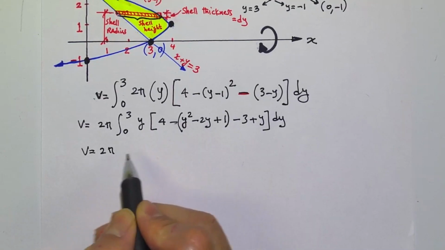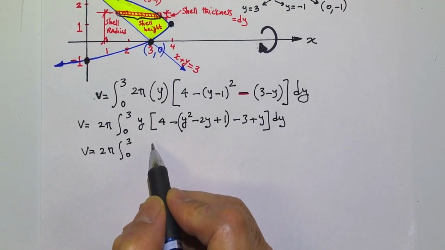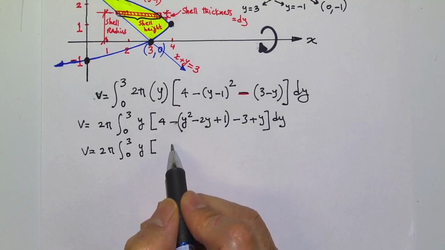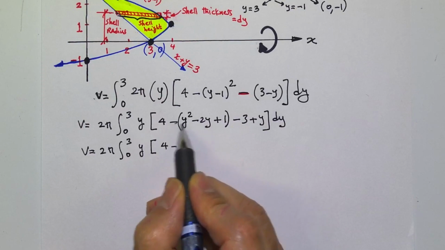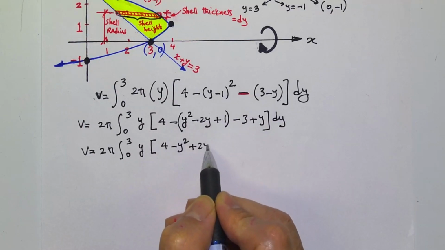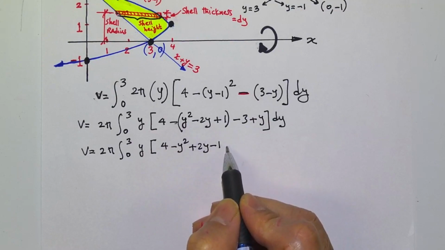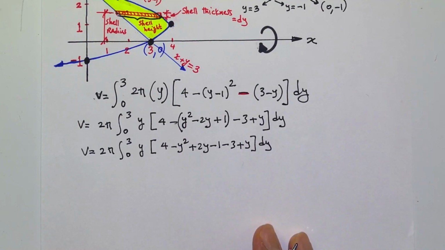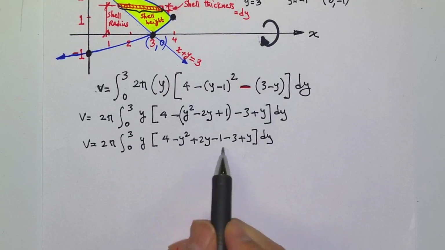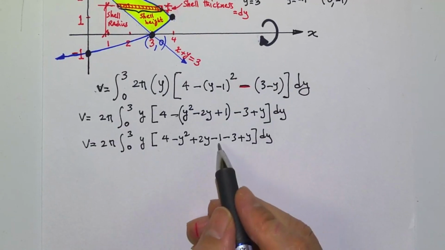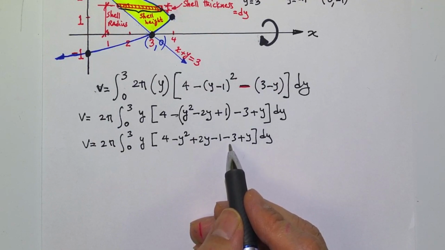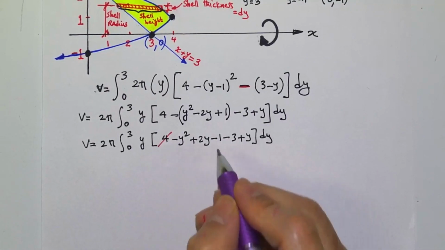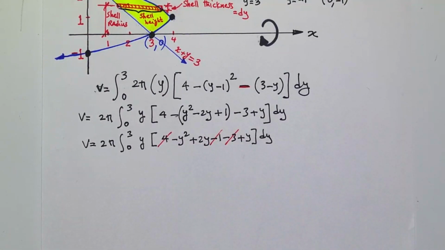Now I need to distribute this minus as well to this expansion. So we have 2 pi times the integral from 0 to 3, and then y times 4 minus y squared plus 2y. Notice I'm distributing this. Minus 1 minus 3 plus y, dy. And then, of course, there are things here we can combine. So minus 1 and minus 3 add up, they give us minus 4. And then this 4, they add up to 0. So that, this, and these 3 will cancel each other out.